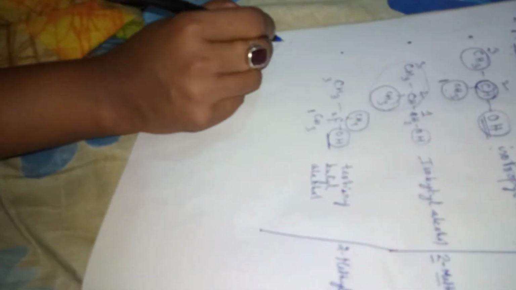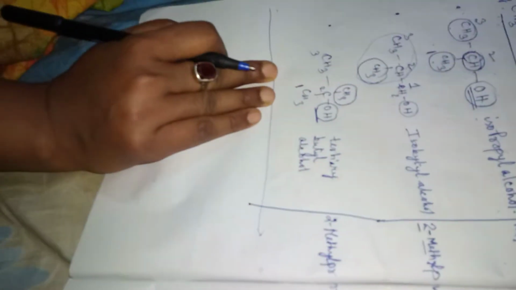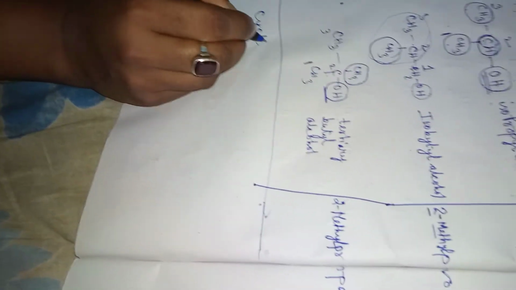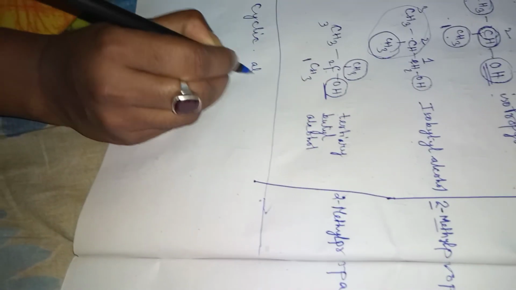So these are all monohydric alcohols, simple aliphatic alcohols. These are very important compounds. IUPAC names we have discussed. Now let us discuss the cyclic alcohols.